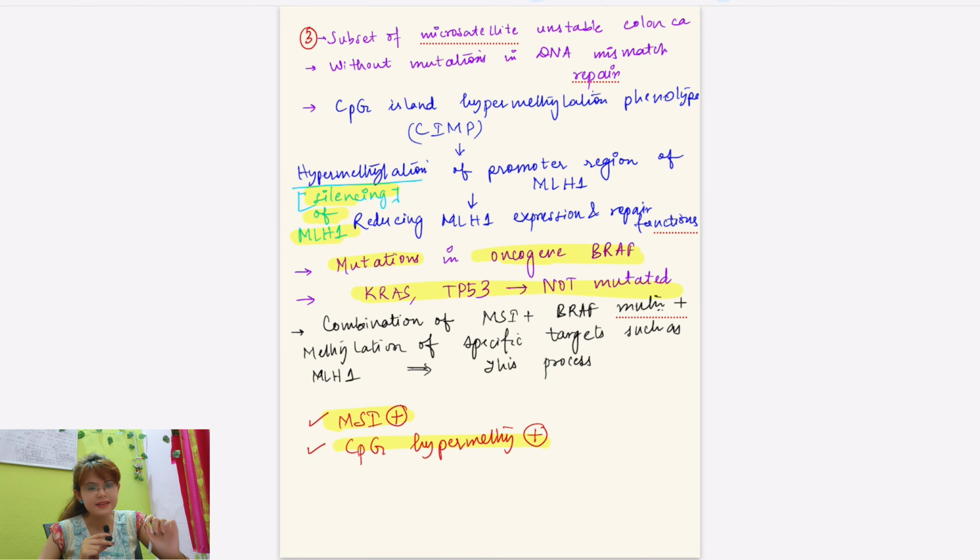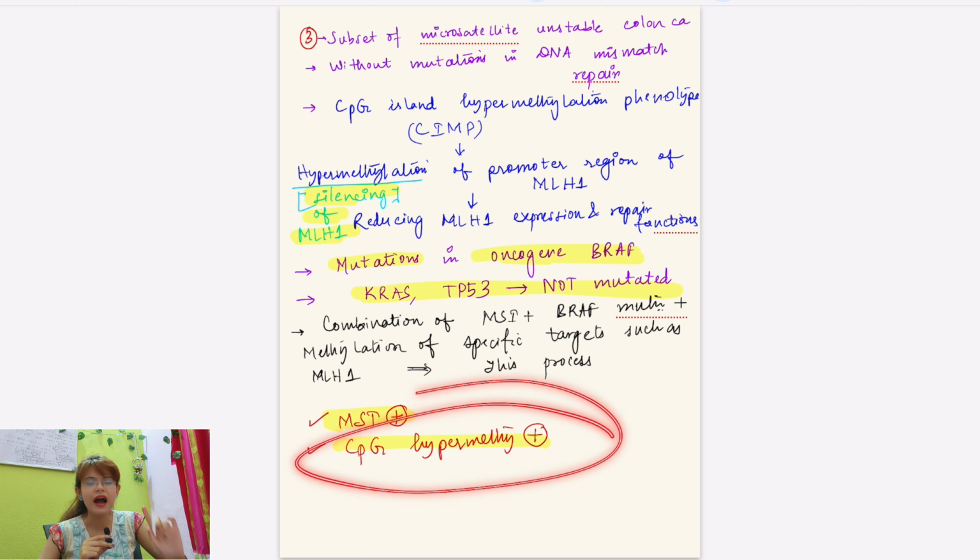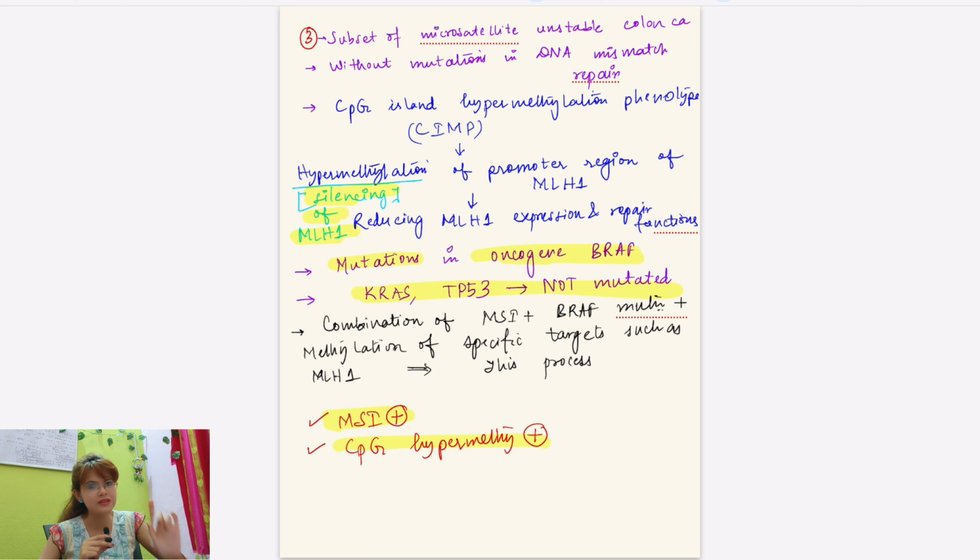Okay, but what are the distinct features of the third pathway, which is the CIMP or the CpG island hypermethylation phenotype? Here MSI is positive, meaning you do have microsatellite instability, but this is a subset of the MSI pathway. Along with that, what's more important here is the CpG hypermethylation. This is something which is not present in the previous two pathways. So here the specific point is that you do have CpG hypermethylation, which is known as the CIMP, and there is silencing or hypermethylation of the MLH1 gene.